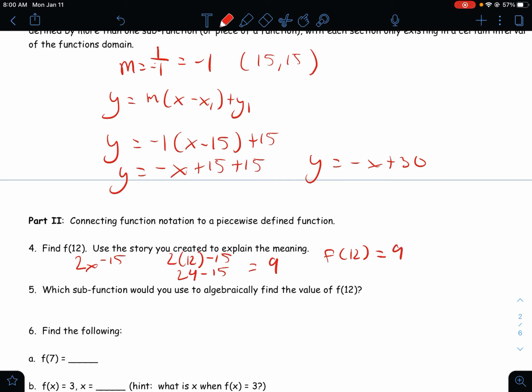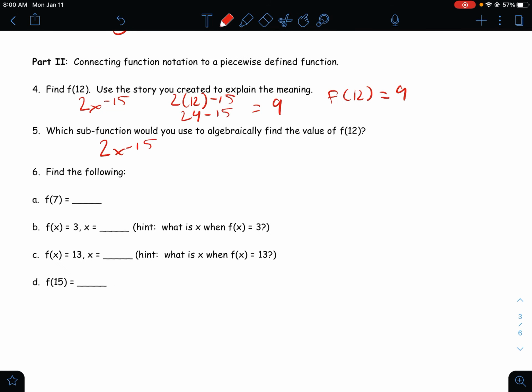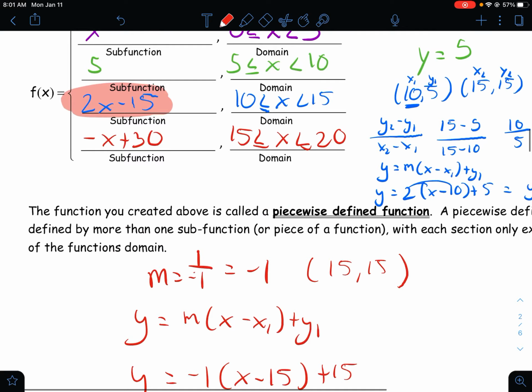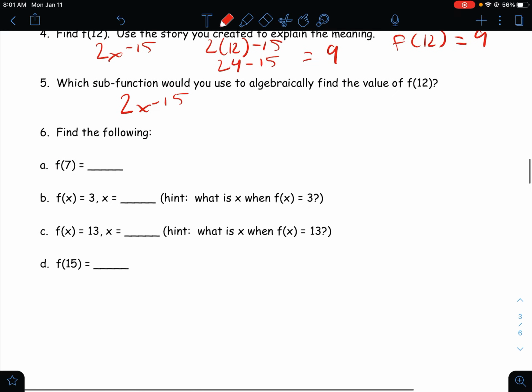All right. So which subfunction do you use to algebraically find the value of 12? Well, we kind of already answered that. That was the 2x minus 15. All right. So next it says we want to find f of 7. So we got to go up here. We need to use this function here to find f of 7. All right. How do I know that? Because 7 falls in between 5 and 10. All right. And this is actually nice and easy. Whenever your function is just a number, your output is just that number. All right.